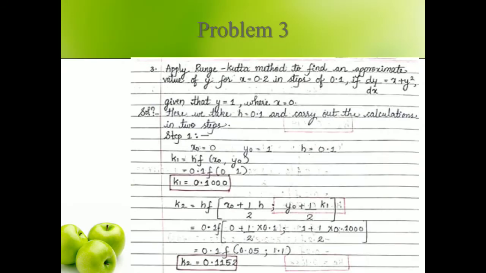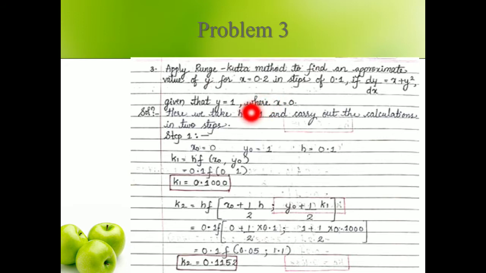We will go to the third problem: apply the Runge-Kutta method to find an appropriate value of y for x equal to 0.2 in steps of 0.1, if dy by dx equals x plus y square, given y equals 1 when x equals 0. We have to take our step size as 0.1, because it is mentioned in the question. Initially we will solve it for y of 0.1, and taking that value, we will solve it for y of 0.2.